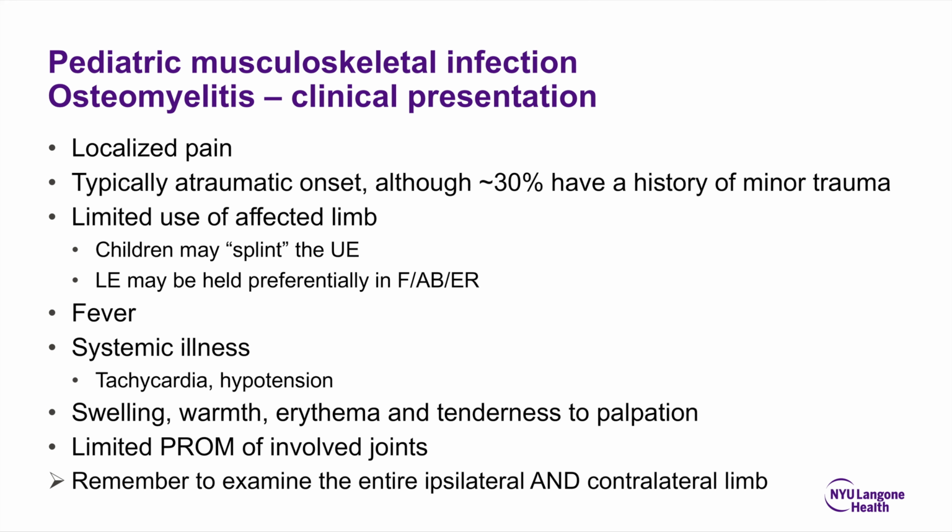You may see other changes in vital signs, especially in more advanced cases. The affected area may be swollen, warm, red, and tender to palpation. If there's also involvement of joints, there may be limited passive range of motion. And then remember always to examine the entire ipsilateral limb when you're concerned for an MSK infection in a child, as well as the contralateral limb, so you'll have a baseline.